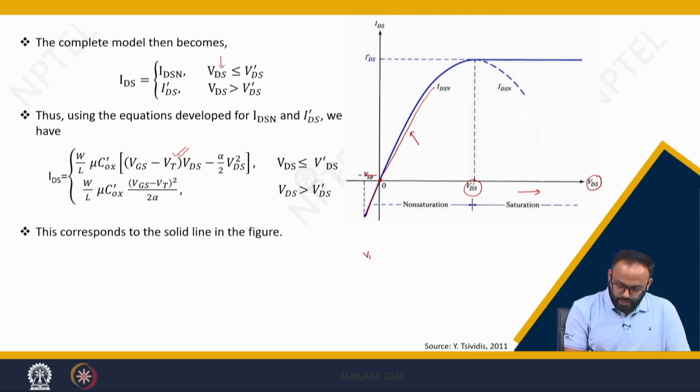So we can simply define: if VDS is greater than or equal to VGS minus VT by alpha, then you are in saturation. If VDS is less than or equal to VGS minus VT by alpha, then you are in linear.